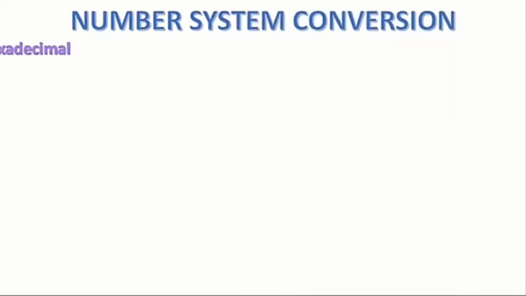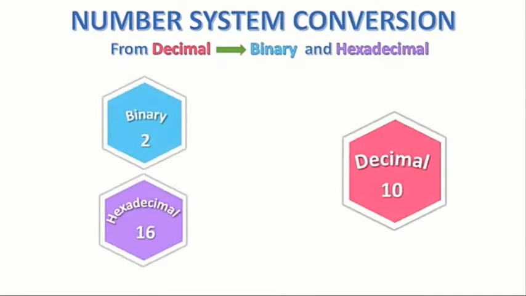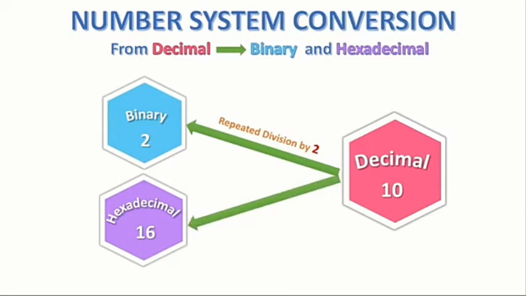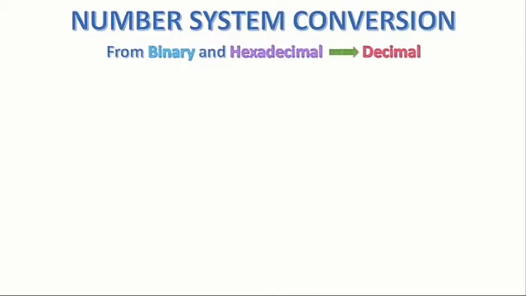Students, you should write 5 more examples. Now we will check the conversions, number system conversions. First is from decimal to binary and hexadecimal. If you want to start conversion from decimal to binary, you will use repeated division, divided by 2. Similarly, if you want to convert decimal into hexadecimal, you will take repeated division. It means that whichever system you want to convert to, you will repeatedly divide by that number, that base. Here is hexadecimal: you want to convert decimal to hexadecimal, so you will divide through 16.